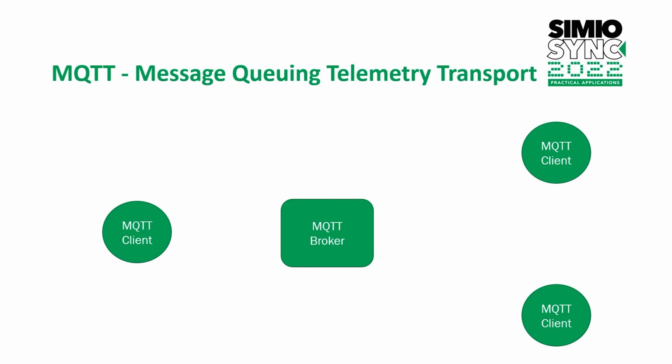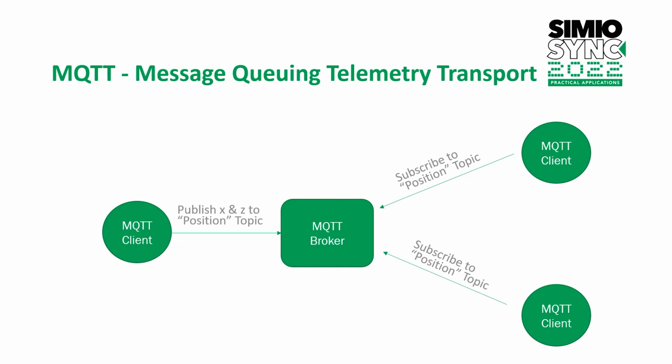In this example, the two clients on the right will be set up to subscribe to a message on the topic of position, and the client on the left will publish information on the topic of position. Once that information is received by the MQTT broker, it knows what clients have subscribed to that information, and it will publish that information to those clients of the updates of the position.